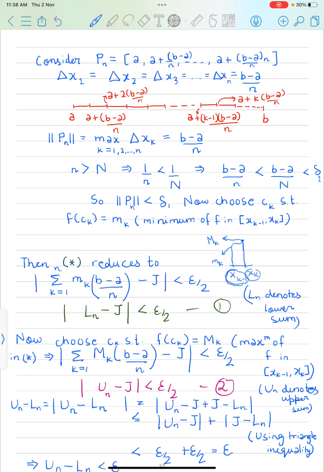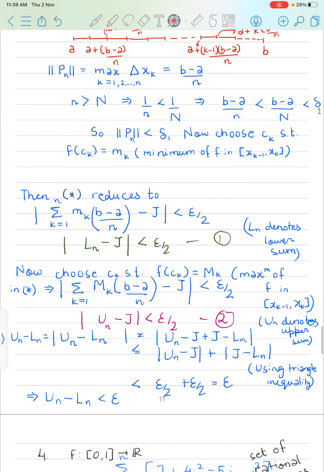The graph may not always be like this. Suppose the graph is like this, then Mk is this one. This is xk minus 1, this is xk, so the maximum value is this one, Mk. For that also we have this, our ck. So for the maximum and minimum values correspondingly there exists ck such that f of ck is mk. So I'm taking that ck in xk minus 1 to xk.